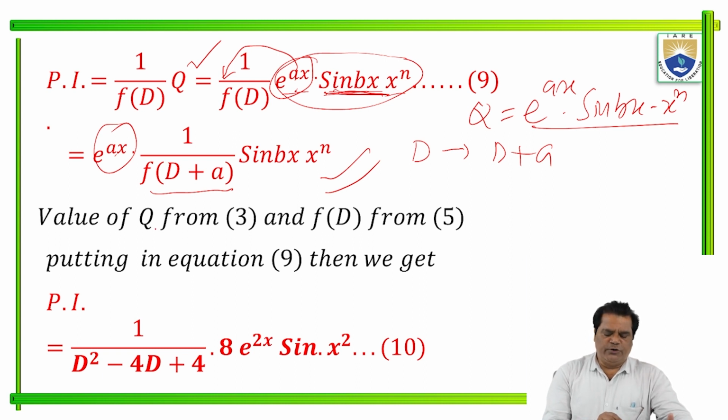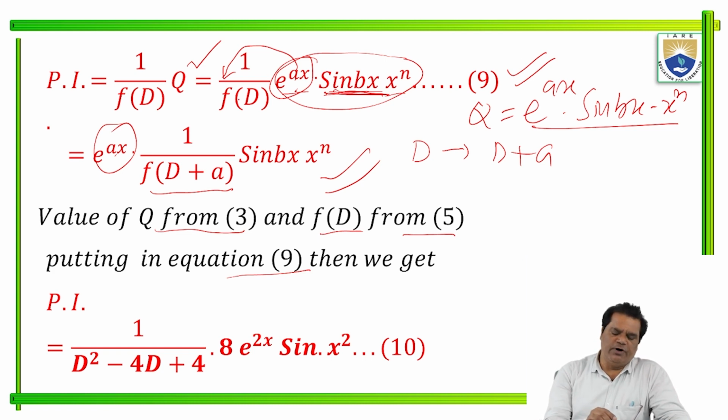Now the value of Q from equation 3 and F(D) from equation 5, putting in equation 9, we get equation number 10. The particular integral is equal to 1 over F(D), which is D squared minus 4D plus 4, times 8e to the power 2x into sine 2x.